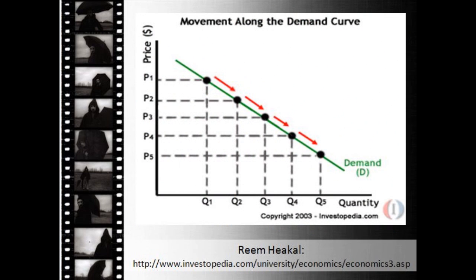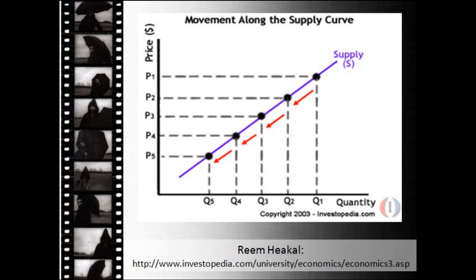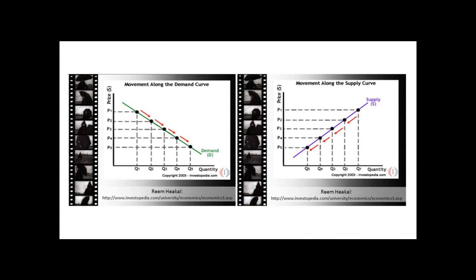And here is the sample of movement along the demand curve. The bar on the left side is the price and the bar below is the quantity. And this is a sample of movement along the supply curve. This is the comparison between the movement along the demand curve and the movement along the supply curve. Can you see the difference?